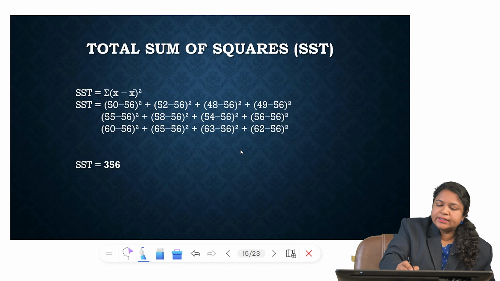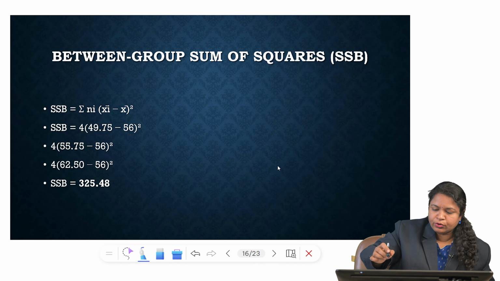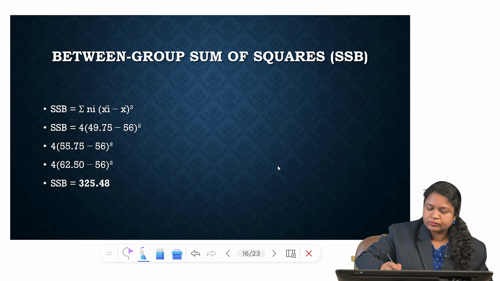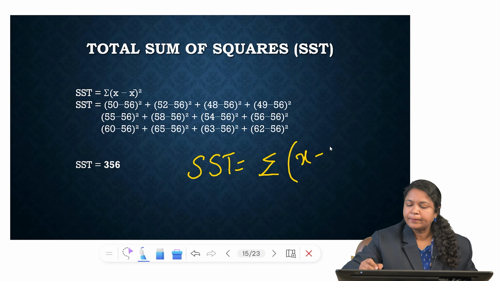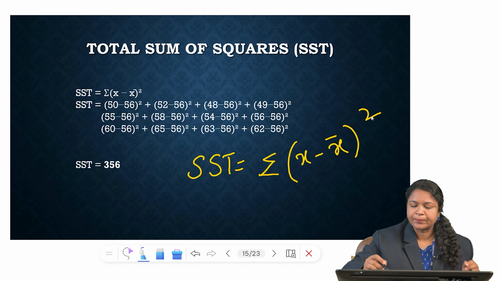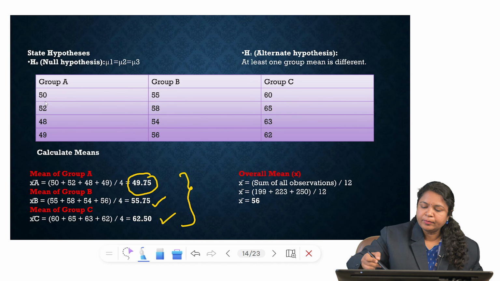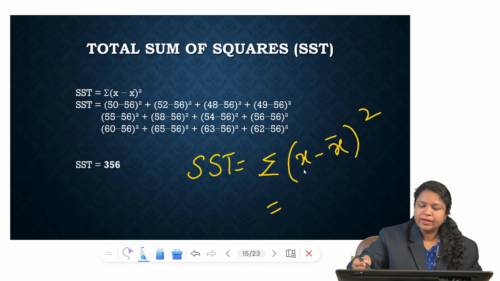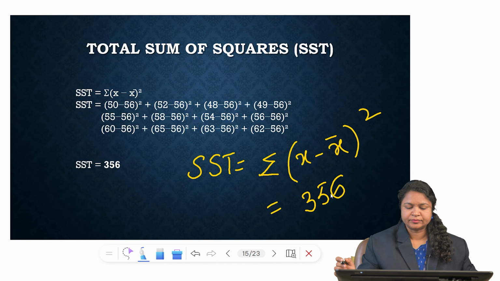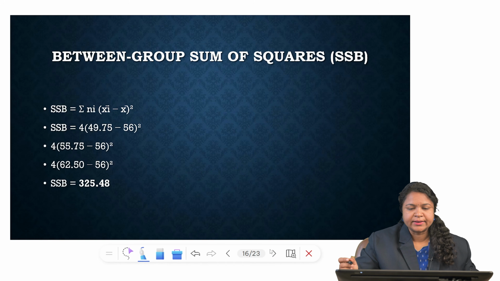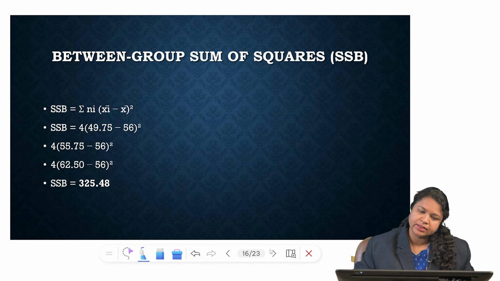Now SST we calculate by the summation of each individual observation minus the overall mean, squared. So here the samples are 50 minus 56, 50 minus 56, and so on. If you calculate this, we get a total of 356. The next slide: the sum of squares between the groups, represented by SSB.